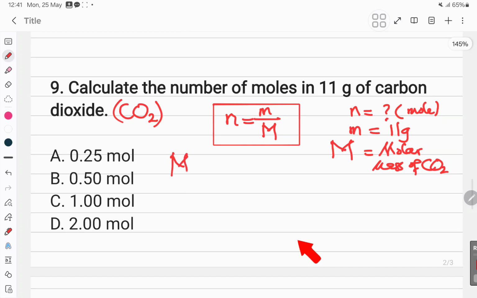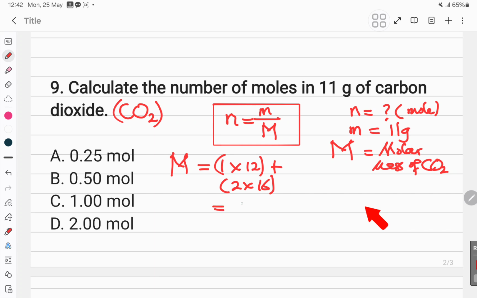So the molar mass, if you know the substance, then you can calculate the molar mass by adding up the atomic masses of the elements present. So carbon is 12, so that will be 1 times 12 plus 2 times 16, as 1 atom of oxygen is 16. Add everything up, you have 12 plus 32, making 44 grams per mole.